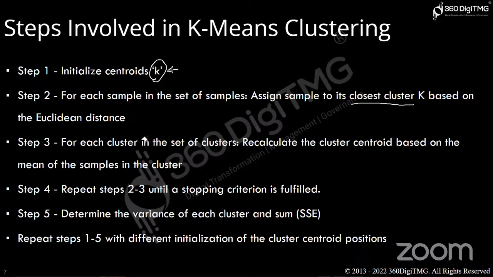Now for each cluster in the set of clusters, we'll recalculate the cluster centroid as we already discussed, based on the mean of the samples in the cluster. And these steps will be repeated until a stopping criterion is fulfilled. We'll be discussing this. Now, we'll have to determine the variance of each cluster and the sum of squared errors. SSE is sum of squared errors.